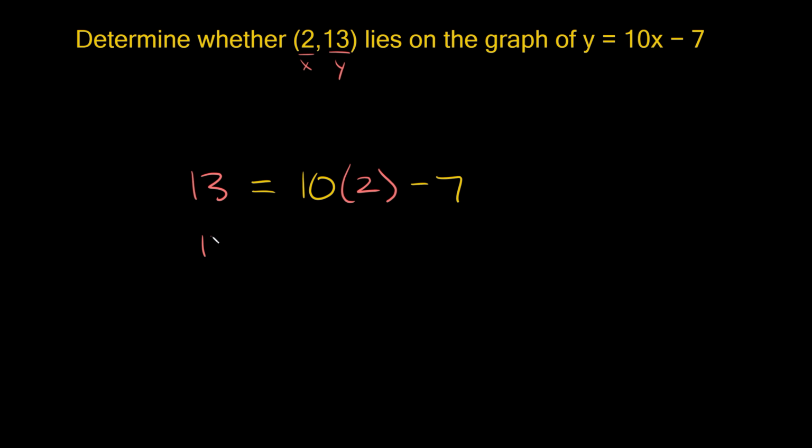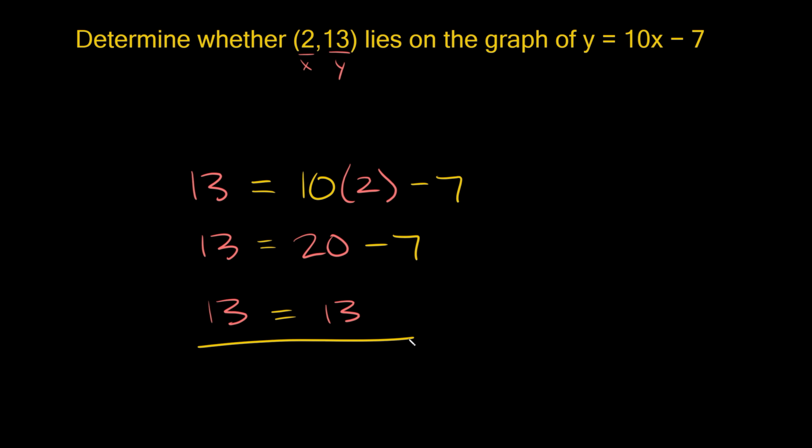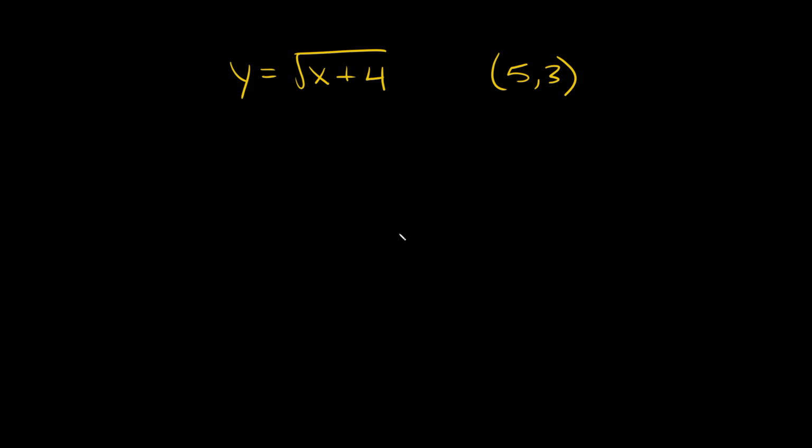So here we get that 13 is equal to 20 minus 7. So here we get that 13 is equal to 13. Boom, all right? As you can see, we get a balanced equation. So that means that this point does lie on the graph of this equation.